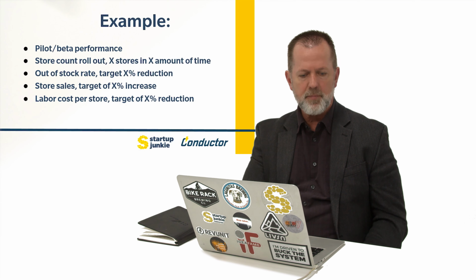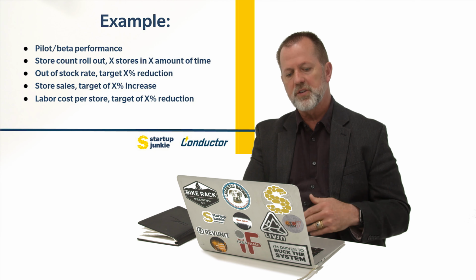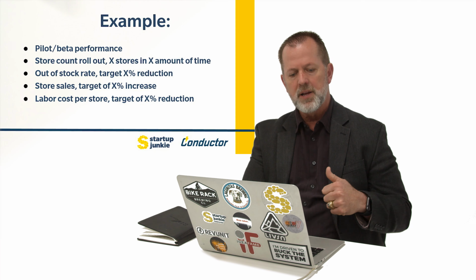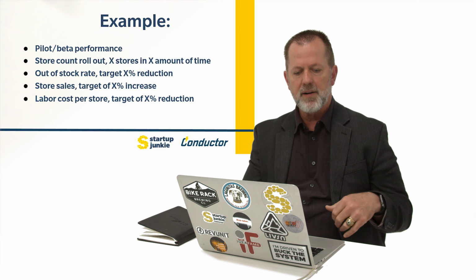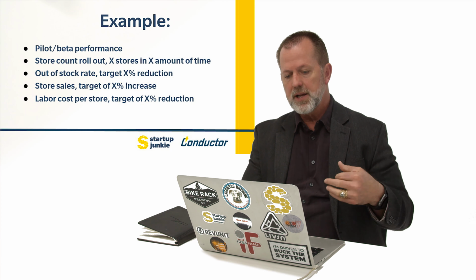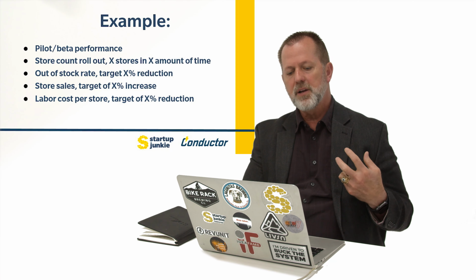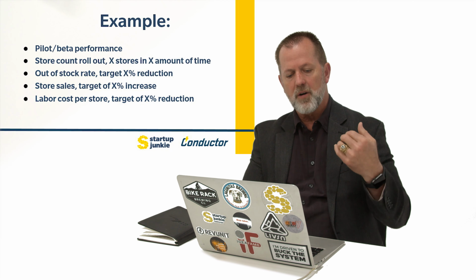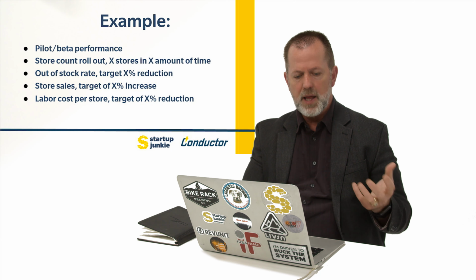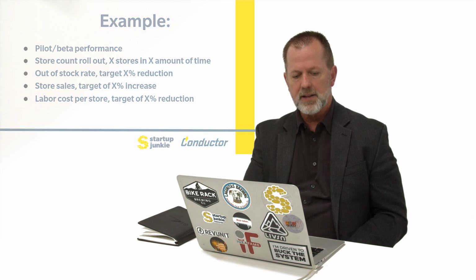So an example here would be a pilot or beta performance, or maybe we got a proof of concept rolled out. As you begin to roll out, it could be the number of stores you're in over a percentage of time. It could be changes in the actual performance targets like the out-of-stock rate, labor cost per store, a variety of things like that.